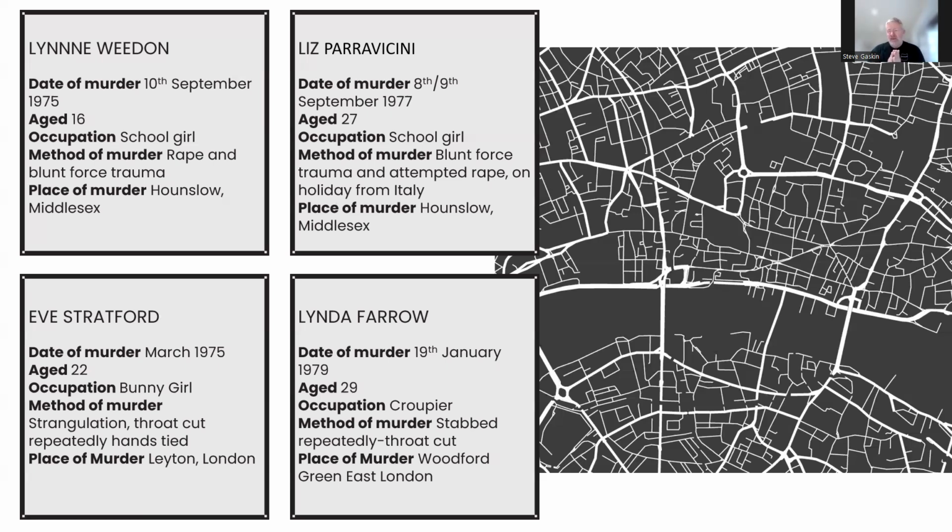Jumping forward a bit, I've had the opportunity to read all the case papers, which for the first two were two sets of paper about 30 centimetres thick. So I had to read through those. And it became very obvious to me that these two cases, Lynn Whedon and Liz Paravicini, were linked by way of method. That is for sure. I've got two maps that I'm going to show you later on in this short presentation. But jumping forward a bit, the method of murder for both was very, very similar.